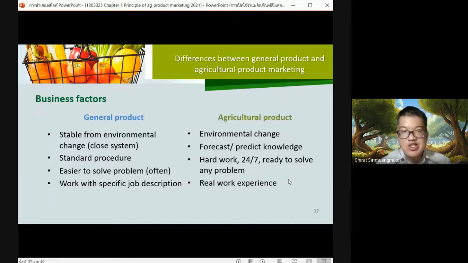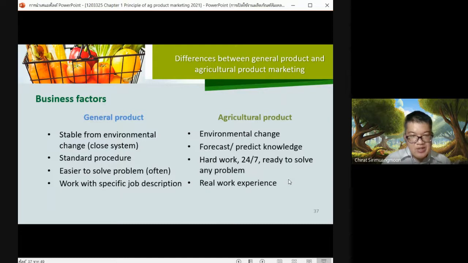The general product is very standardized, so it has a set of standards. But for agricultural products, it's different. The quality might not be the same. So you need to check it carefully. And sometimes you need to predict the future. For example, think about having rice. You need to predict what will happen next year. What is the price for next year? It's not like standard finished products from general products.